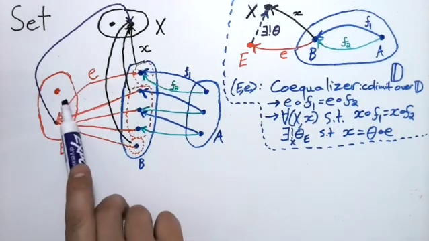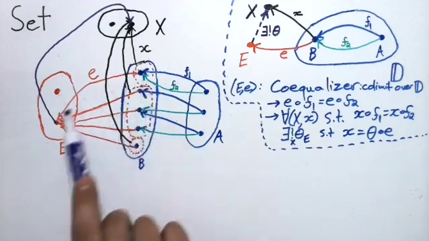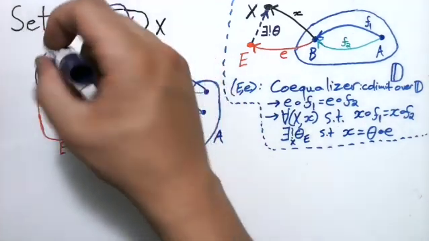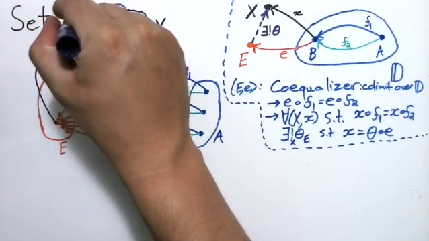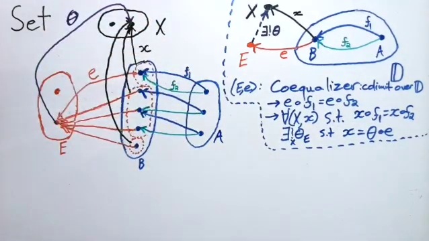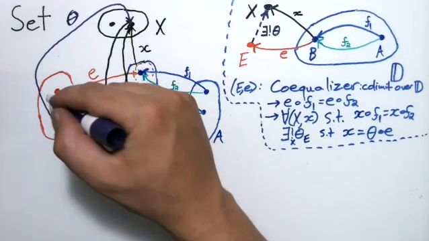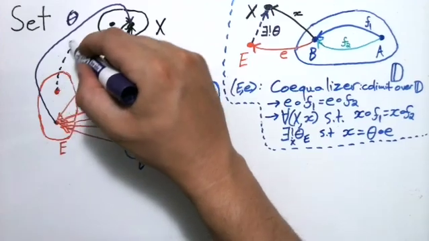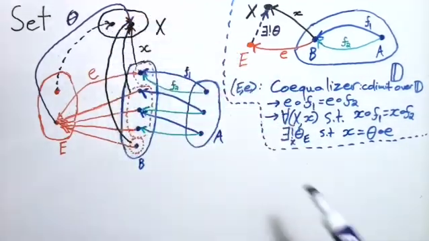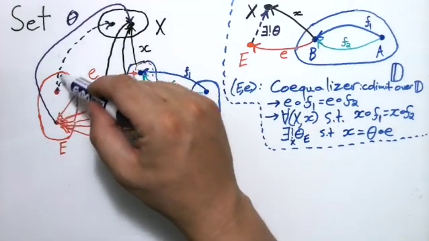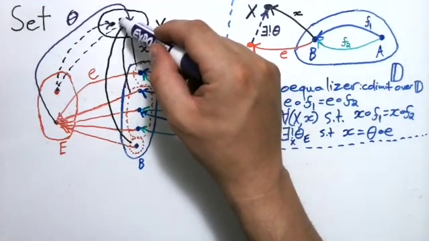Because this chain here of E and then theta doesn't involve this element here. So this element is always going to be free to be assigned to anything we want, right? If we assign it here, then this commutativity still works, right? Because it doesn't even involve this element. And if we map it here, same thing.